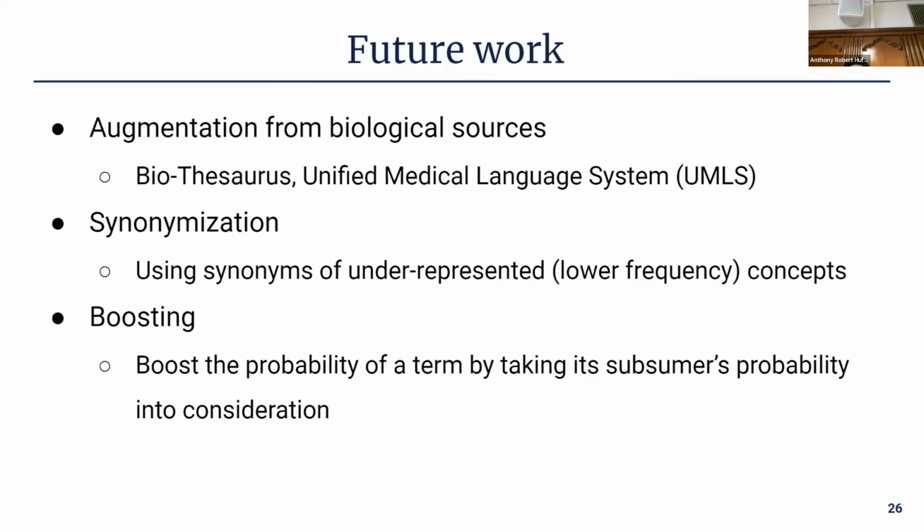So in that case, we can use the ontologies, use the synonyms of the ontologies, and then bump up the frequency of the lower underrepresented terms. We can also use the concept of boosting, where we are not just associating the probability of one particular core term, but we are also considering its subsumers' probability into consideration, so that we can boost up the entire score.